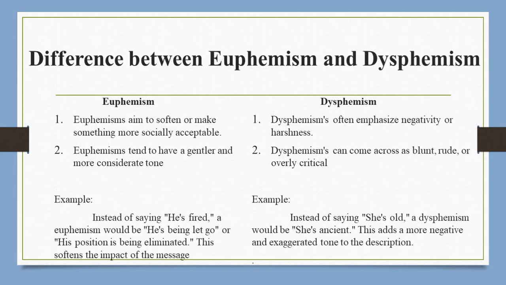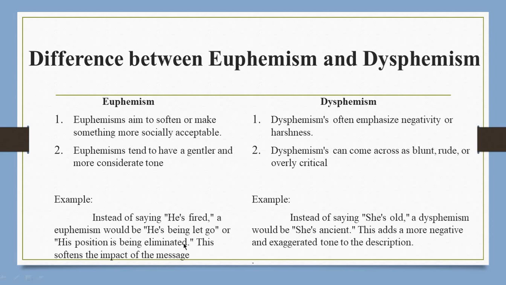So what's the difference between the two? Euphemism aims to soften or make something more socially acceptable, whereas dysphemism emphasizes negativity or harshness. Euphemism tends to have a gentler and considerate tone, keeping someone's heart, whereas dysphemism is more blunt, rude, overly critical, and breaking someone's heart. Instead of saying he's fired, a euphemism might be he's being let go or his position is being eliminated, right?